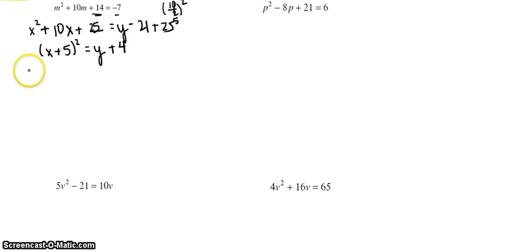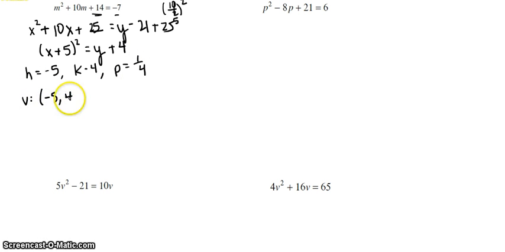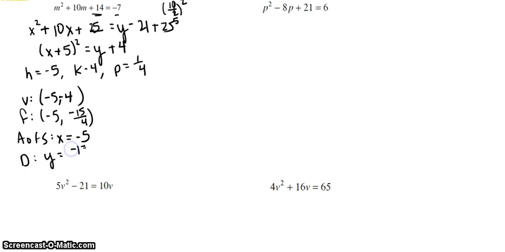So then we know that our h is negative 5, our k is negative 4, and our p, like before, is just 1/4. So then we know our vertex is going to be negative 5, negative 4. Our focus is going to be negative 5, negative 15 over 4. Our axis of symmetry is going to be x equals negative 5. And our last one is going to be y equals negative 17 over 5.